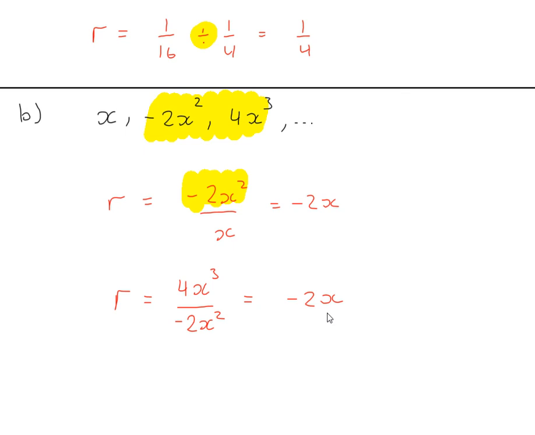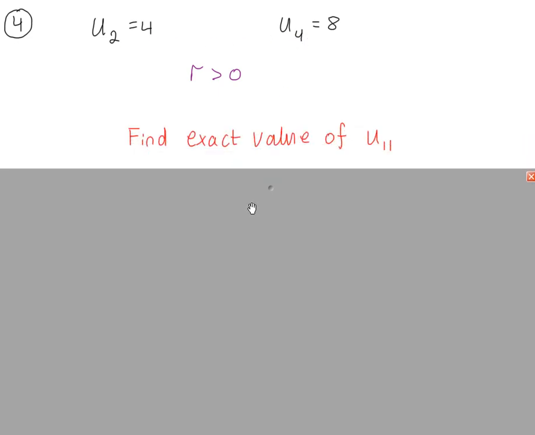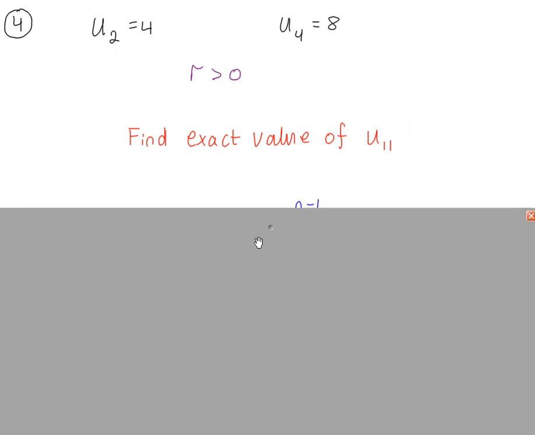Okay, example 4, the second term and the fourth term is given. So here n equals 2, n equals 4. Find the 11th term. Now we can work out the 11th term when we know what the first term is, we know what the common ratio is, and then from there we can write down a general formula for the nth term, and then from there we can work out the 11th term. Okay, so general formula, and we need to use this for each of these.